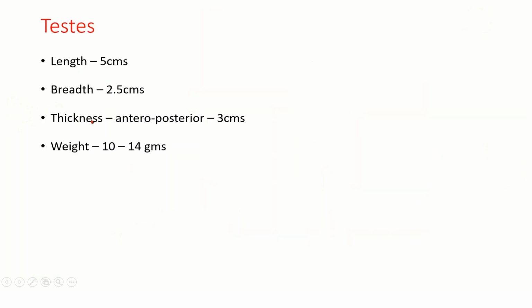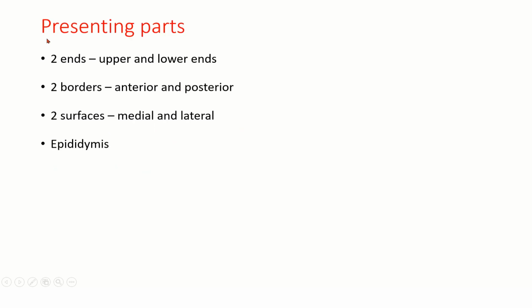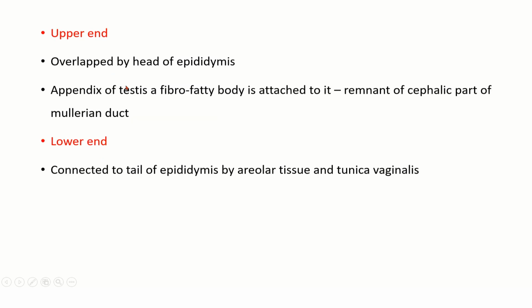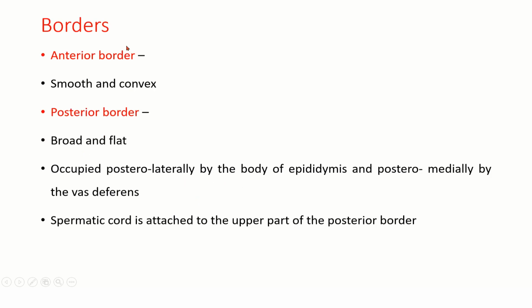Length is approximately 5 centimeters, breadth 2.5 centimeters, anteroposterior thickness is 3 centimeters, and weight is 10 to 14 grams. Presenting parts: two ends, upper and lower, two borders, anterior and posterior, two surfaces, medial and lateral, and then the epididymis. The upper end is overlapped by the head of the epididymis. Appendix of testis, a fibrofatty body, is attached to it. It's a remnant of the cephalic part of the Mullerian duct. The lower end is connected to the tail of the epididymis by areolar tissue and tunica vaginalis.